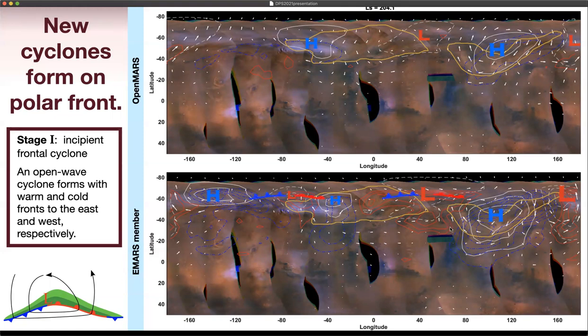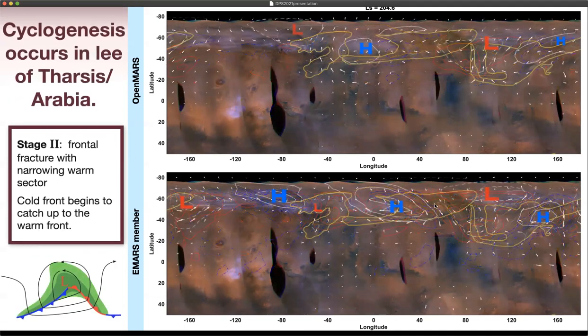And we can begin to draw fronts onto this map. I'm only doing it for EMARS down at the bottom in this particular slide. There are warm fronts to the east, or the right, and cold fronts to the west. And these 2 regions will begin to catch up to one another as we move on to stage 2, where we begin to see deepening of the cyclone.